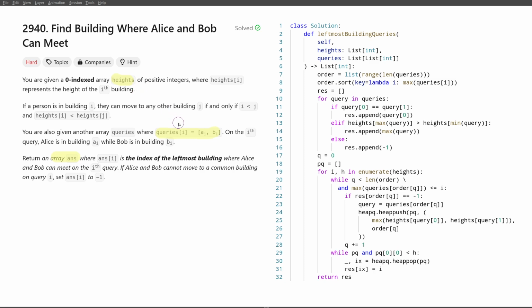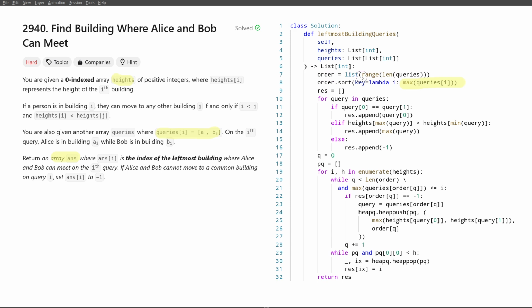And to make sure that we can do it, we have to make sure that the queries that we're looking at, both buildings in those queries, have their indices not to the right of the index of the building that we're looking at. So we're going to have to order them based on the rightmost of the two indices. So the maximum of queries is just the maximum index of a building, of those two buildings. And we'll want to sort queries based on that, and we want to use an indirect sort.